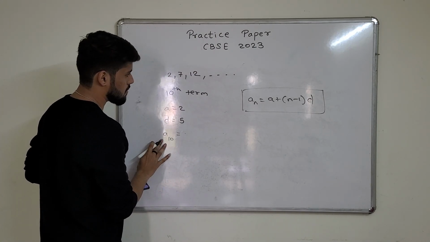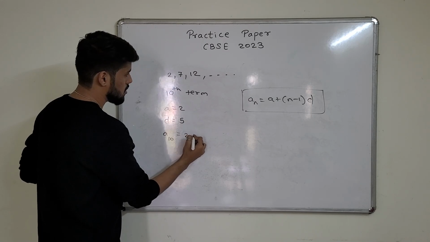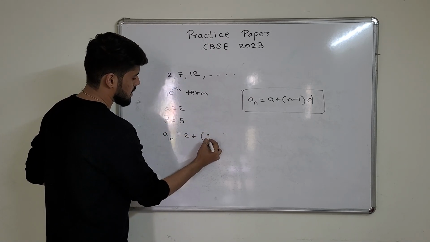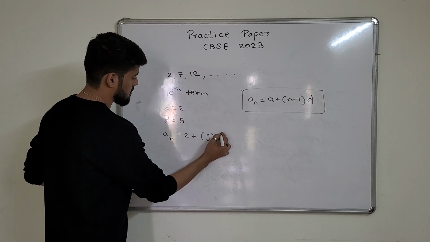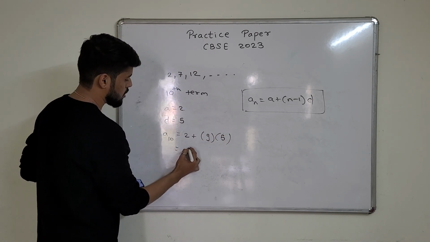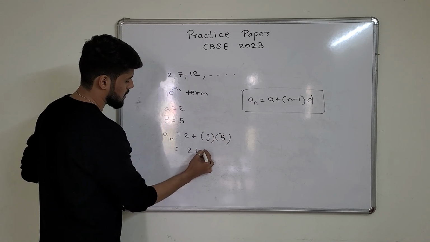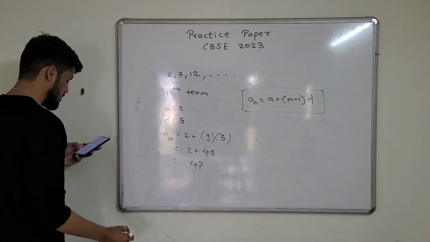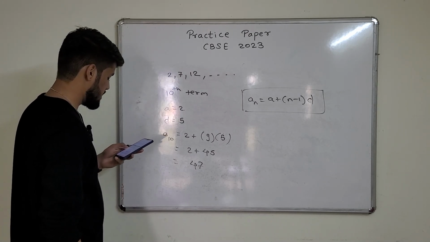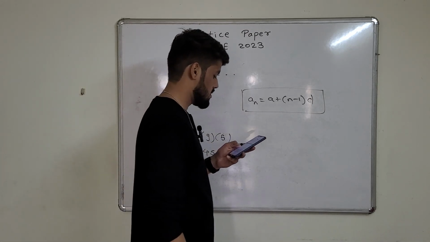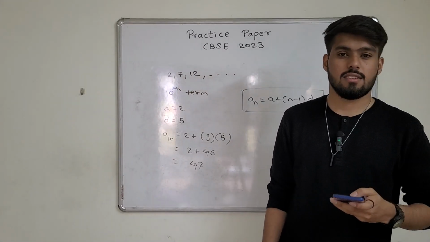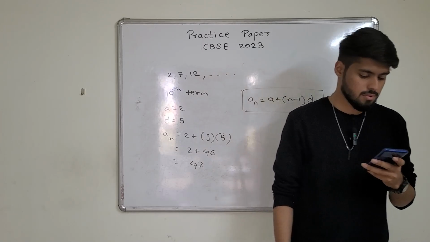सो the value of a is 2 plus n का value है 10, 10 minus 1 is 9 and the value of d is 5. So यहाँ पे आएगा 2 plus 9 into 5 is 45, 45 plus 2 is 47. So options are, option A is again 47, option B 36, option C is 45 and option D is 30. So option A is the right answer. Next question.